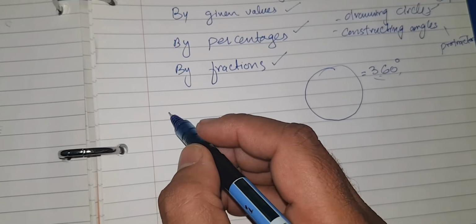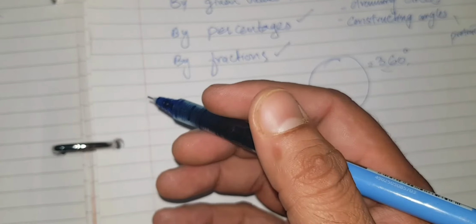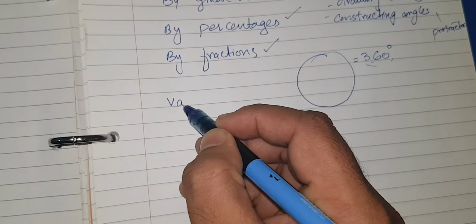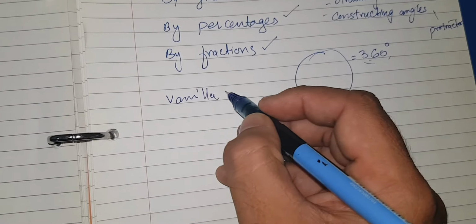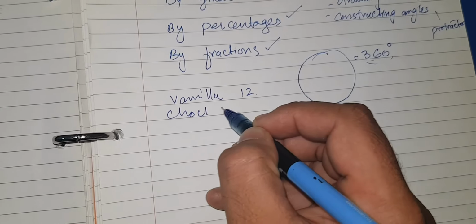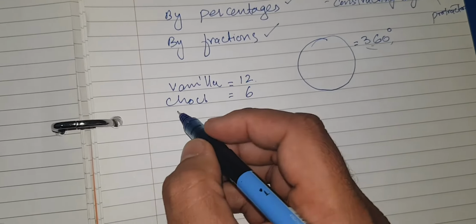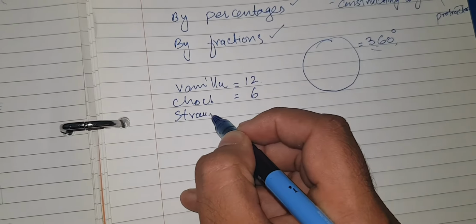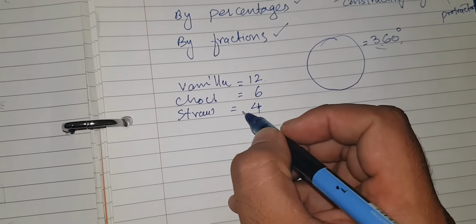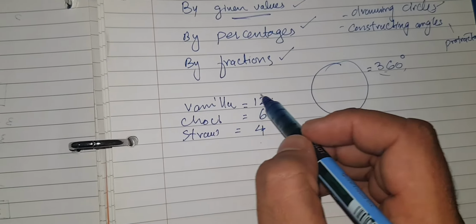Let's say I'm talking about a question where some students did a survey to get information about what type of ice cream is favorite. They figured out that vanilla was liked by, let's say, 12 people, chocolate was favorite for 6 people, and strawberry was favorite for 4 people, and so on. Let's say we have these 3 values. Now I'm doing the first thing, by given values. This is the data I have.